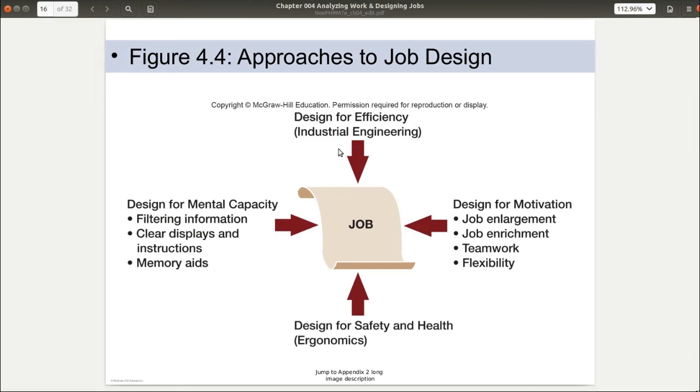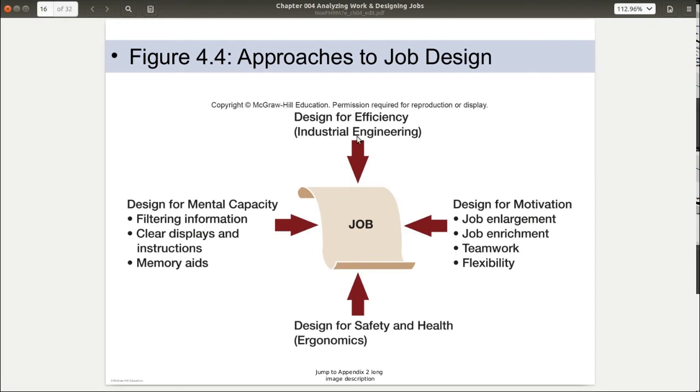You can design for efficiency. Maybe what you want to do is design for motivation. In other words, what can we do to make sure that whatever we're asking that person to do, they can be very motivated in getting that done? Maybe you design for safety, or you start thinking about mental capacity.